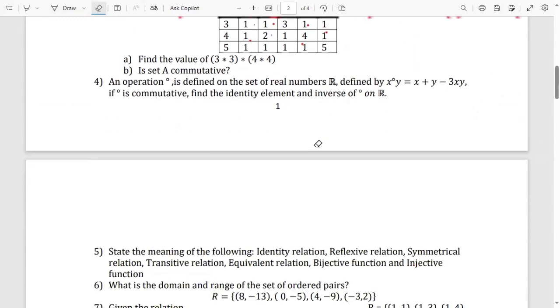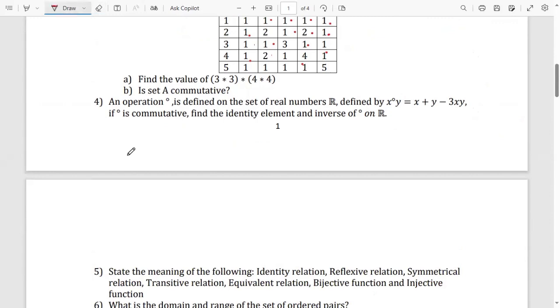Okay, then the last one, question 4, where we're given a binary operation, this small 0 like that, defined on the set of all real numbers as x 0 y equals x plus y minus 3xy. Then they're saying if this symbol is commutative, it will mean that x 0 y is equal to y 0 x.